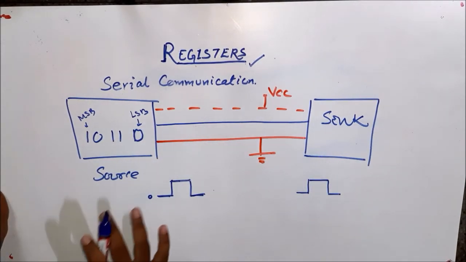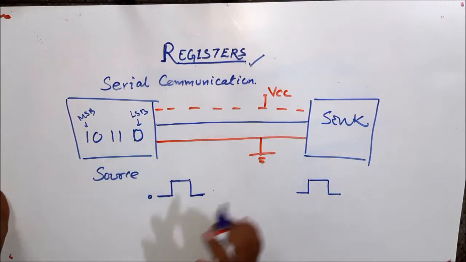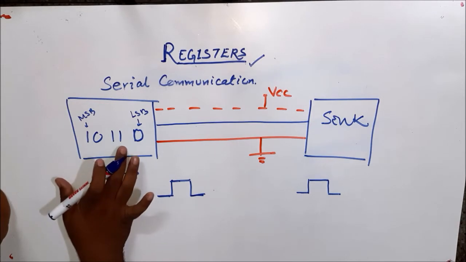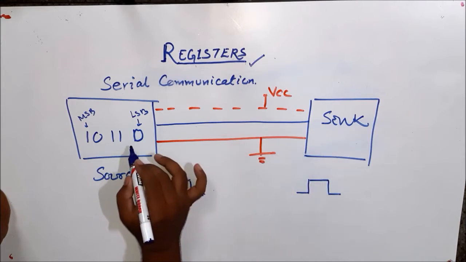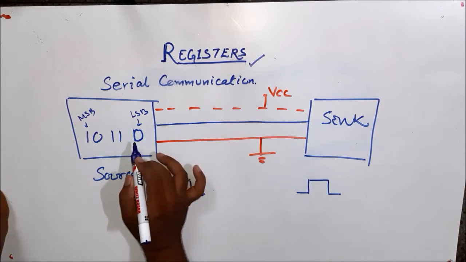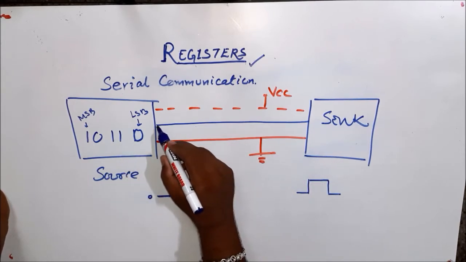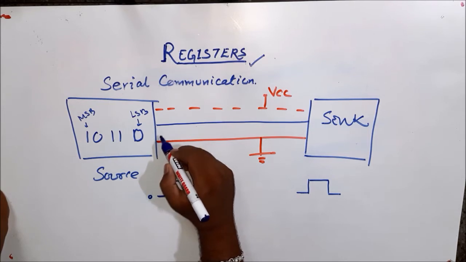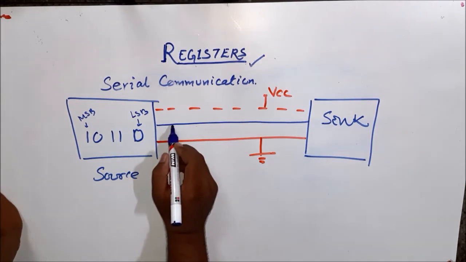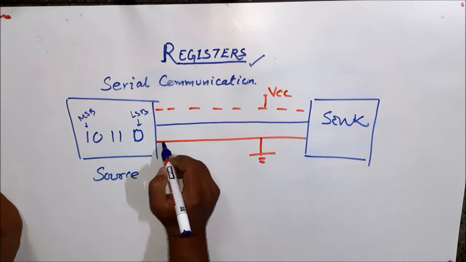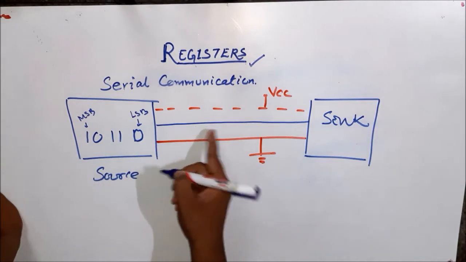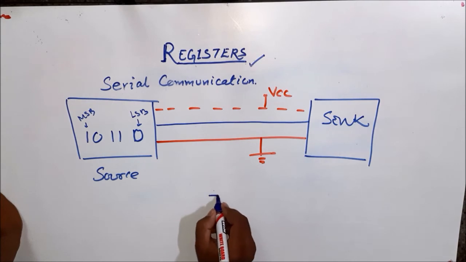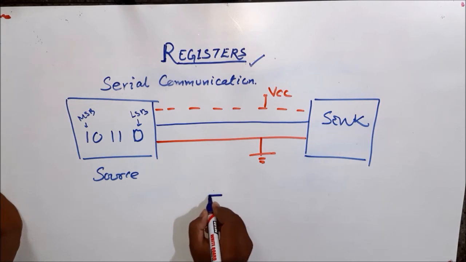So if I want to send this information to the sink, in the source section, to send this 5-bit word to the sink, first is 0. So the source actually connects this line to ground first. So this blue line is connected to the ground line first by the source. So what happened? The blue line actually sends a signal of low voltage.